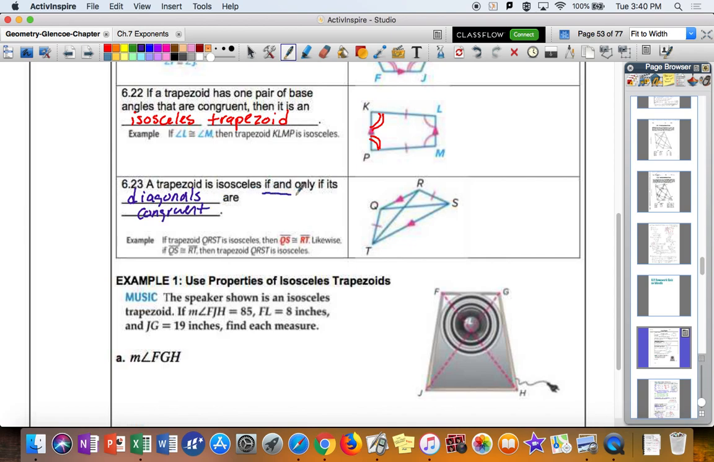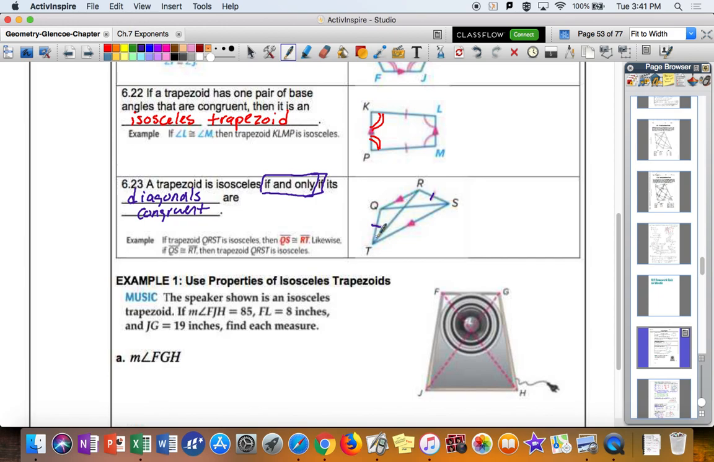So notice this phrase right here is our biconditional statement, if and only if. So this also works in forwards and reverse then. A trapezoid is isosceles if and only if its diagonals are congruent. So if we see this trapezoid and we know it's an isosceles trapezoid, then we know that QS and RT are congruent to each other, those two diagonals.